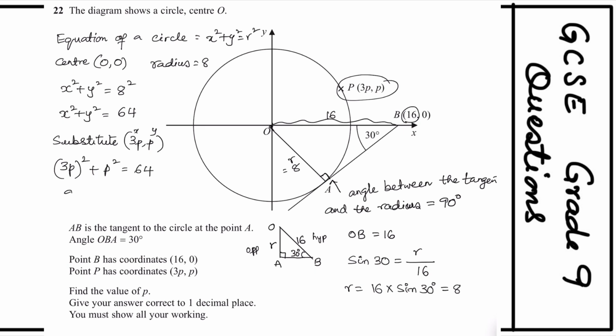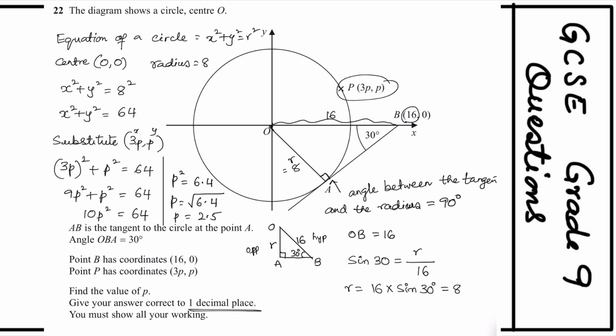So we substitute the coordinates of P in the circle equation. (3p) whole squared plus p squared equals 64. (3p) whole squared is 9p squared, and plus p squared equals 64. So 10p squared is 64 and p squared is 64 divided by 10, which is 6.4, and p will be the square root of 6.4. So p will be 2.5 to 1 decimal place.